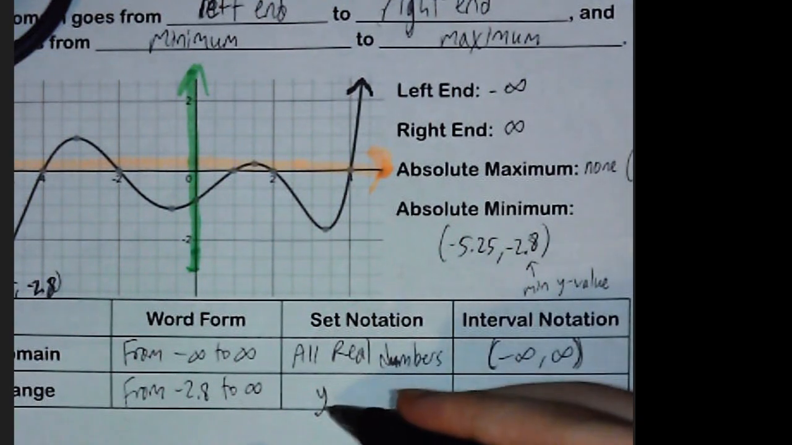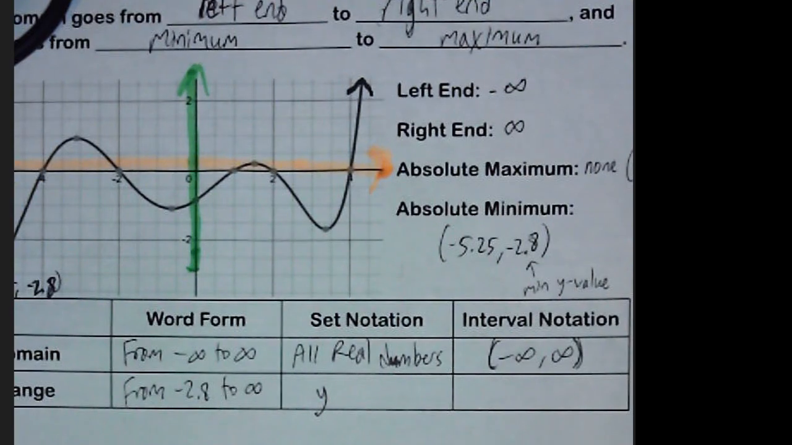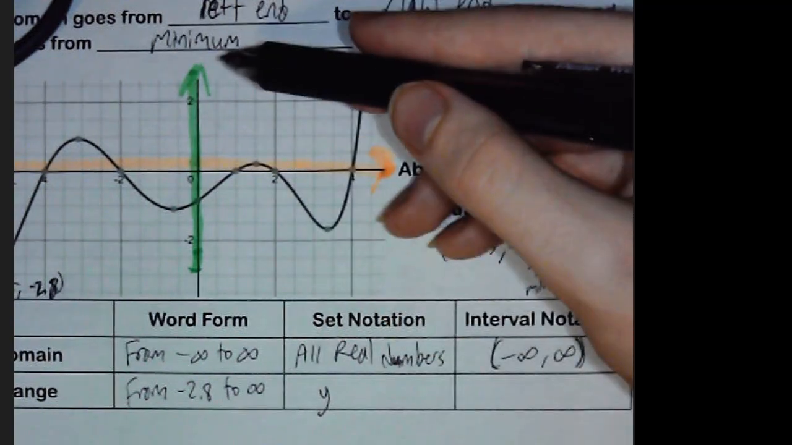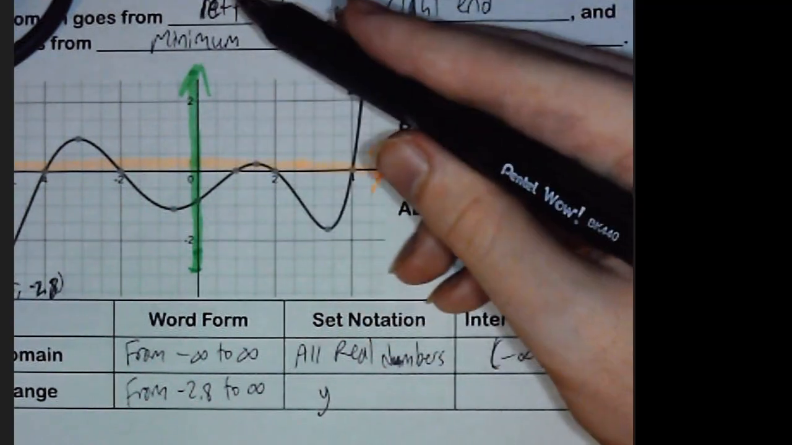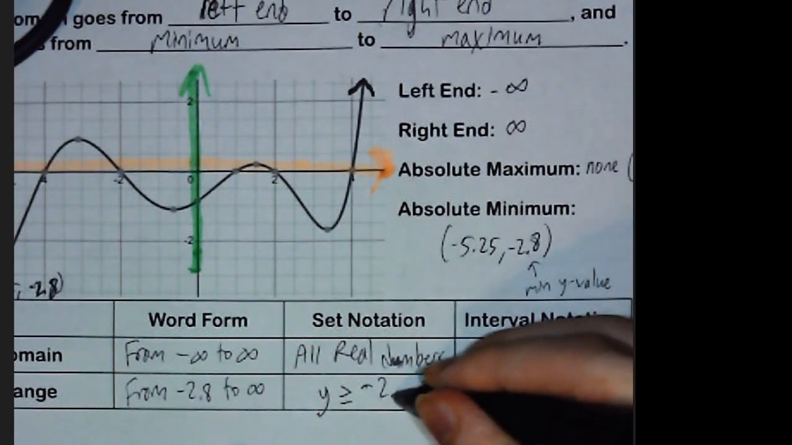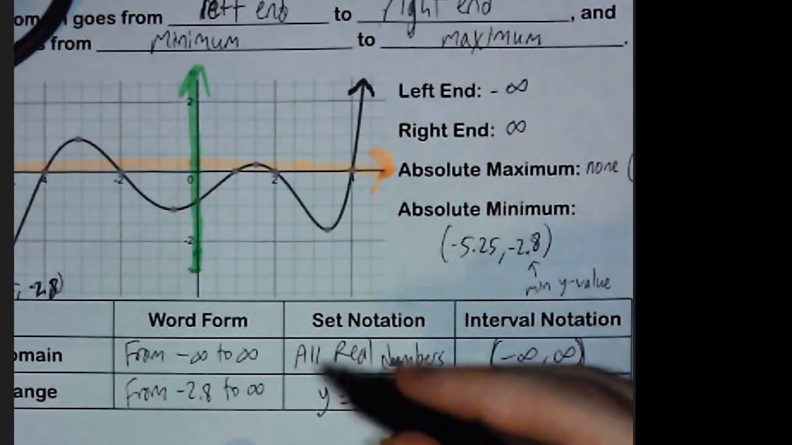Now we're going to want to say that y is either less than or greater than this -2.8, depending on what the range is doing. So because the range is going up, we're looking at all of the values greater than -2.8. And so we're going to use greater than or equal to -2.8. And that's how we express this.